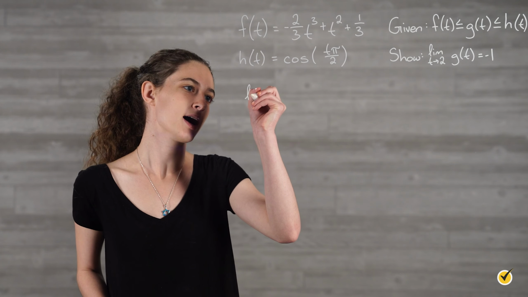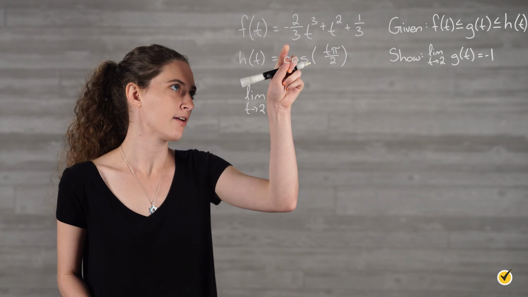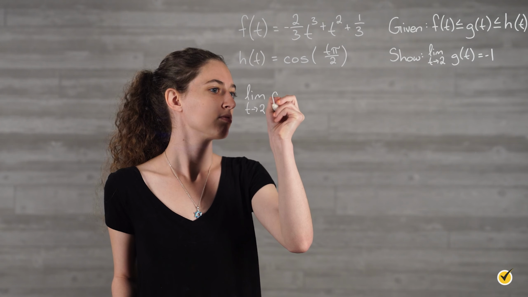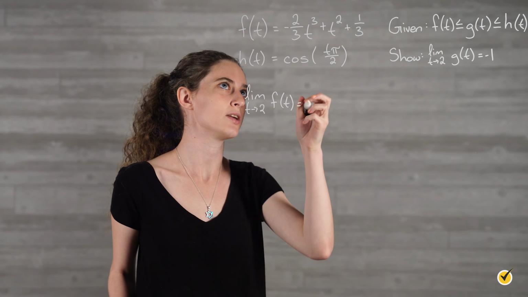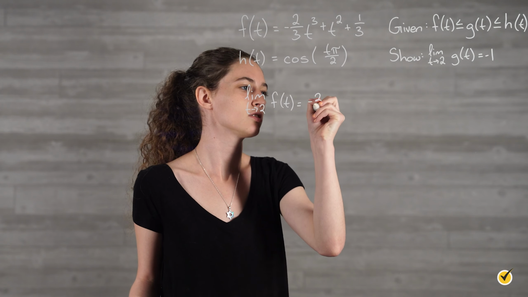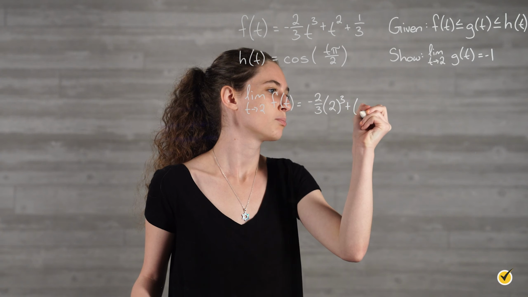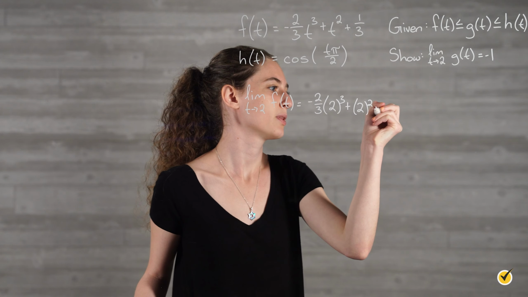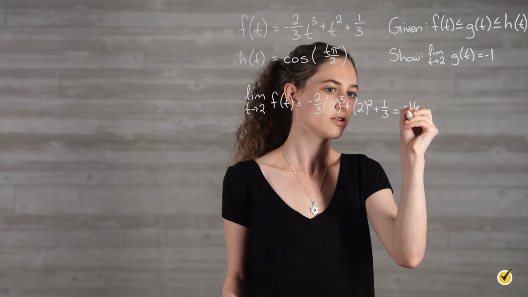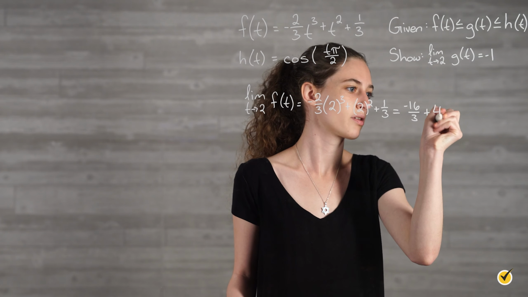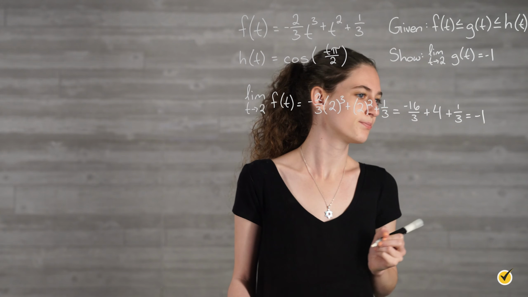So if we do that, we have the limit as t approaches 2 of f of t. So we're going to plug in a 2 anywhere we see a t for this function. So negative 2/3 times 2 cubed plus 2 squared plus 1/3. This gives us negative 16/3 plus 4 plus 1/3, which simplifies to negative 1.